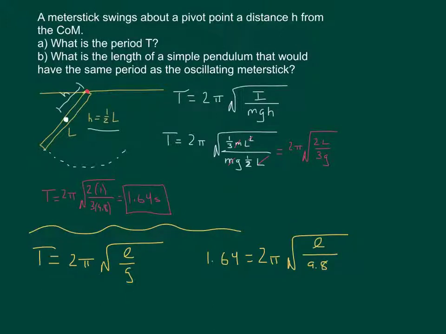Again, we don't have our meter stick anymore. We have a simple pendulum, so we don't know the length. That's what we're solving for. We know everything other than the length, so it's just a matter of doing the algebra out. And we get that L is 66.7 centimeters, or 2/3 the length of the meter stick.